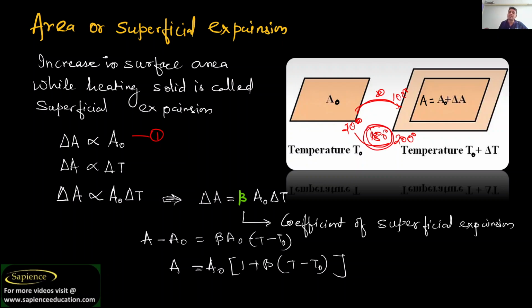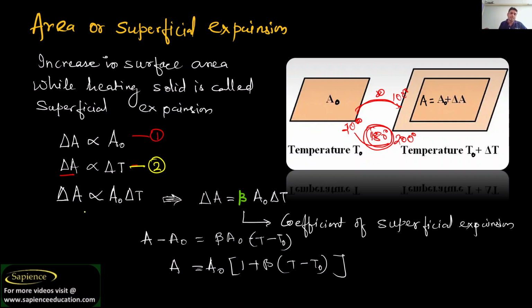So the more change in temperature, the more expansion there will be. If you heat more, more change in expansion will happen, right? So it means that expansion in area is directly proportional to the change in temperature. I hope you have understood now.